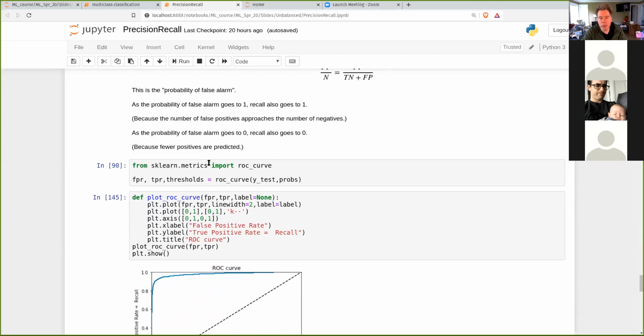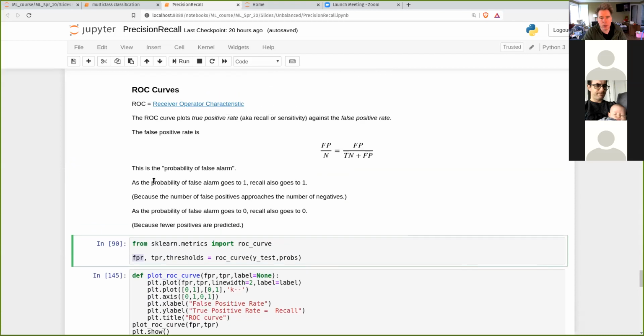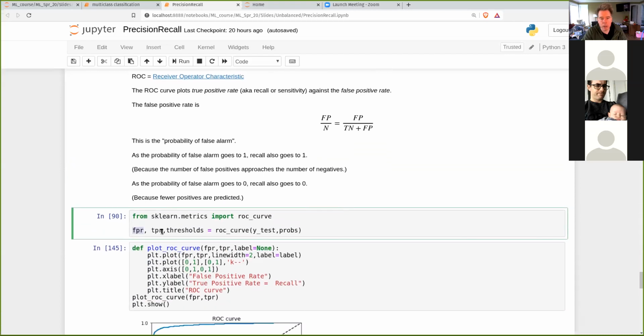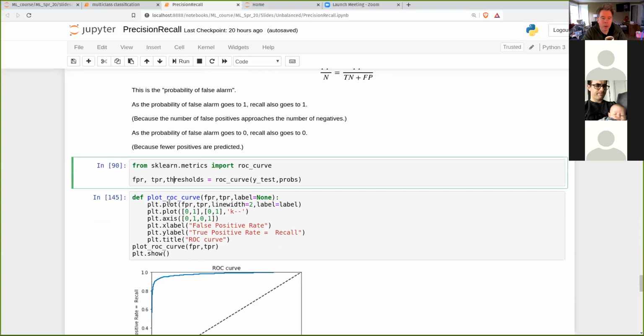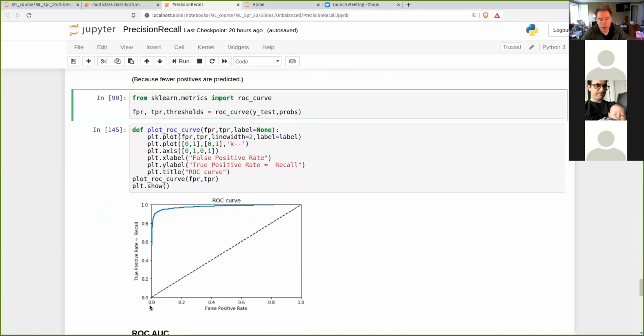So here's the library call to get the ROC curve, and it gives you the false positive rate, the true positive rate, and the thresholds. Then this code I just copied verbatim out of this book, Hands-on Machine Learning with Scikit-learn and TensorFlow. And so we get the ROC curve here, and they also plot the diagonal.